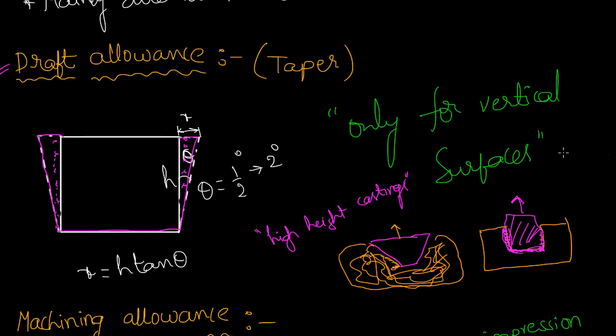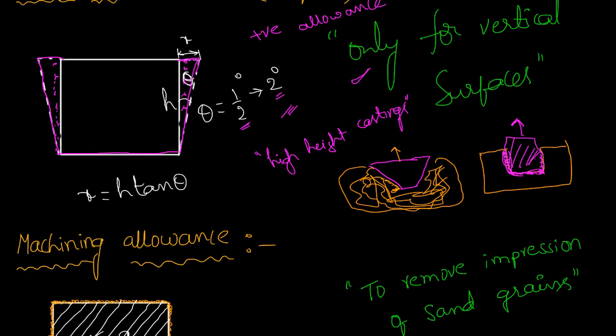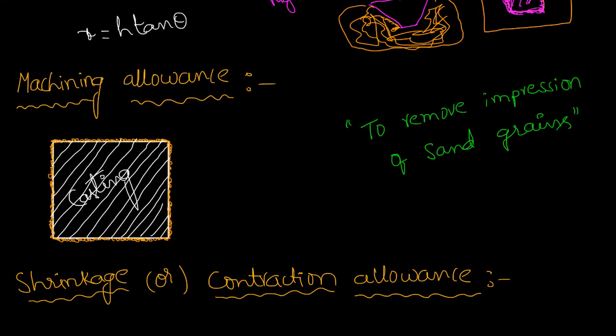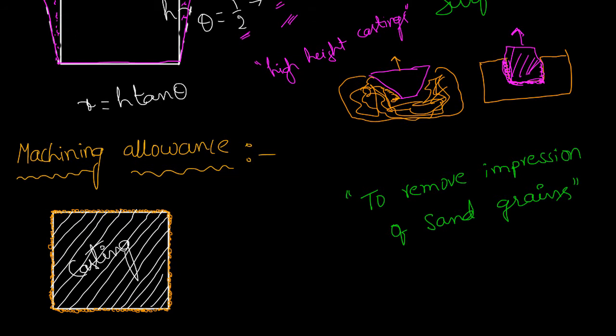And here also we are adding some material. That's why it is called positive allowance. Generally the draft angle is half a degree to 2 degrees. Remember this thing. And it is only provided for vertical surfaces. Clearly I said this. And then next come to machining allowance. This is the important one. One time GATE asked this question.